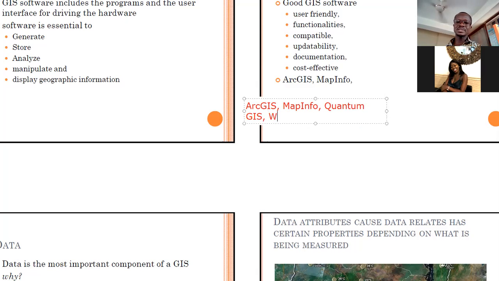Then there are web GIS. There are so many of them. Anytime you go on Google Maps, for example, you should know that you are actually dealing with a GIS software, but it's not installed on a computer. It's actually working on the cloud. Okay, so please, when I say the cloud, I believe you know what I'm talking about. So that is basically the components of GIS.